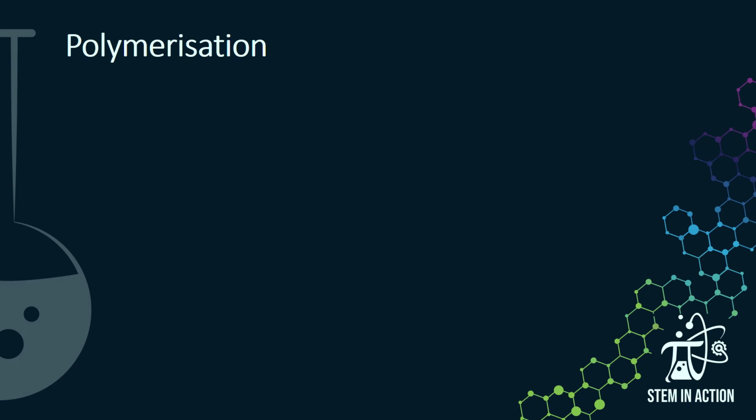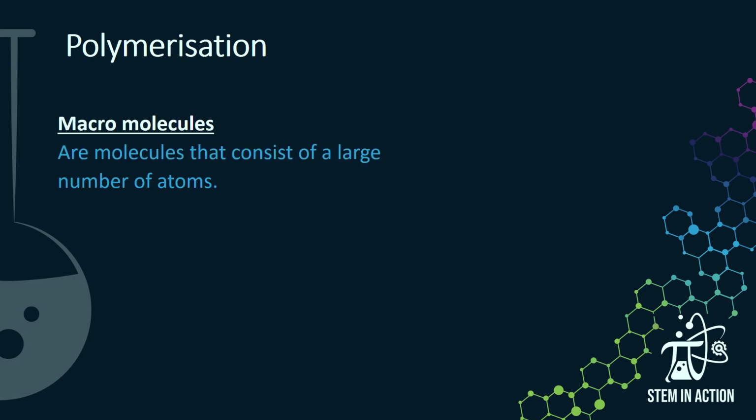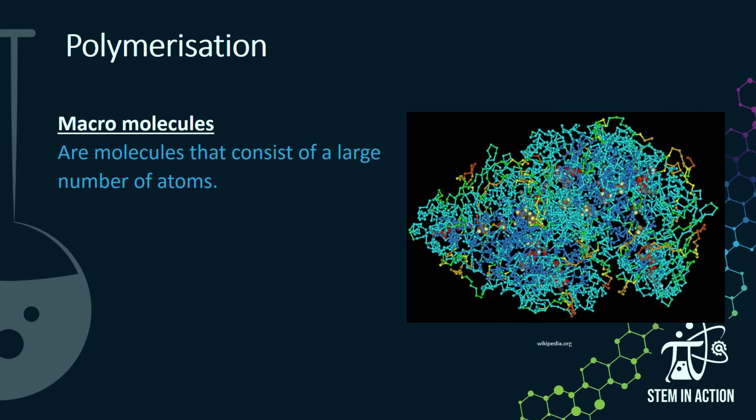Now we're going to look at polymerization. Before we look at polymerization, we're going to define the term macromolecules. Macromolecules are molecules that consist of a large number of atoms. We know that we have small molecules. We identified methane as one of the simplest molecules that you get. But it is possible to react small molecules, and you keep reacting them, adding smaller and smaller molecules until you get a very large molecule. And once we get a large molecule, we identify it as a macromolecule.